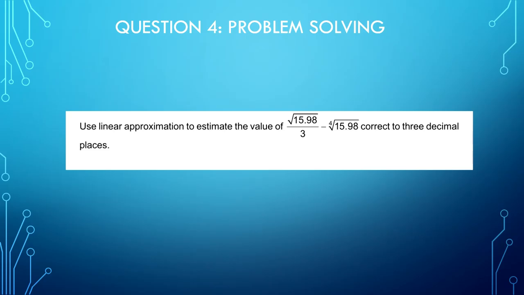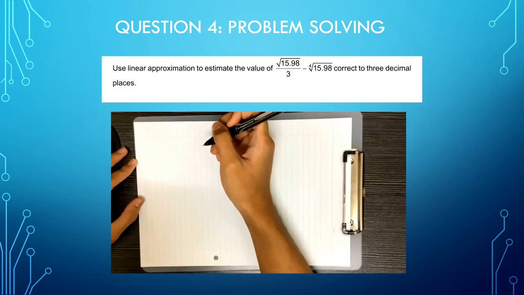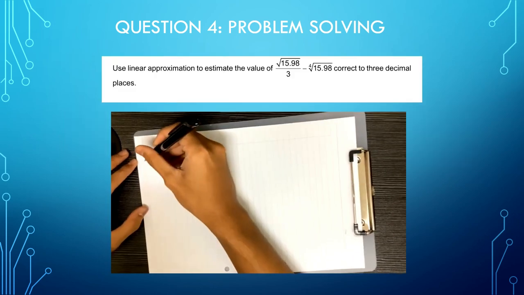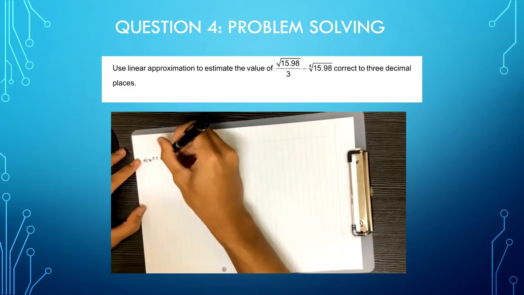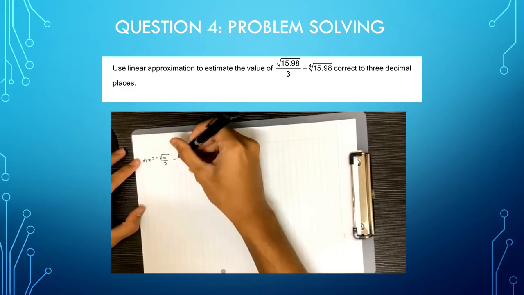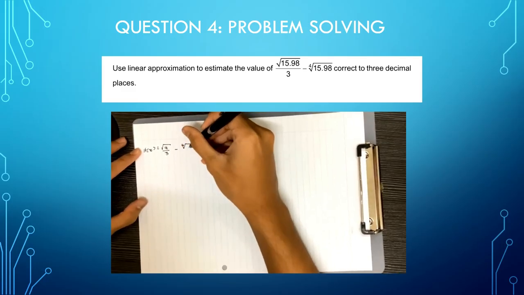For question 4, use linear approximation to estimate the value of square root of 15.98 over 3 minus the fourth root of 15.98, correct to 3 decimal places. So let's look at the solution. So I'm going to do question number 4. So let's say f of x equal square root of x over 3 minus the fourth root of x.